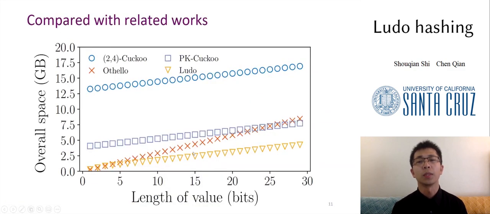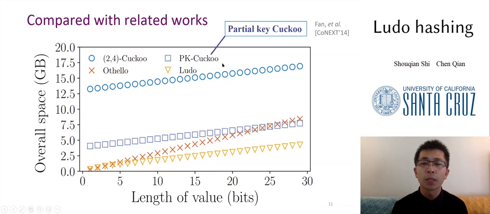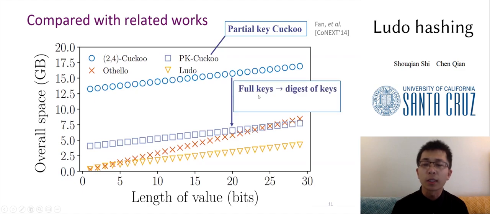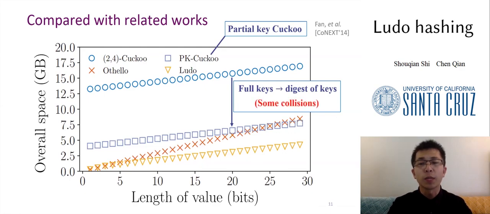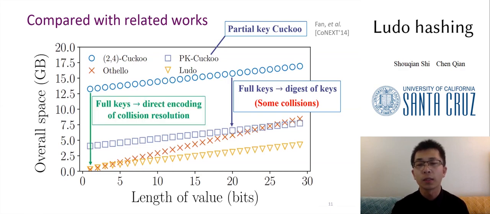We compare Ludo with existing dynamic key value lookup algorithms and get this figure. The PK Cuckoo here is short for partial key cuckoo hashing. It saves a great amount of memory compared to 2-for cuckoo hashing by storing the digest of the keys instead of the full keys. However, the partial key cuckoo does not save space for free. It loses some information, and thus key clearance exists. The Ludo hashing, however, achieves the most compact memory cost by replacing the full keys with the direct encoding of how the key clearance are resolved.